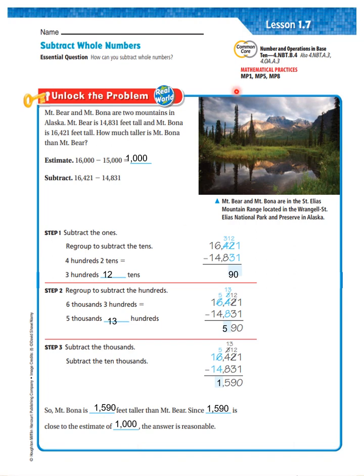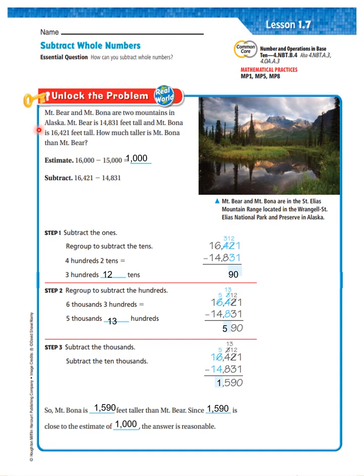Okay, boys and girls, this is lesson 1.7, subtract whole numbers. Our essential question is, how can you subtract whole numbers? Let's unlock the problem. Mount Bear and Mount Bona are two mountains in Alaska. Mount Bear is 14,831 feet tall, and Mount Bona is 16,421 feet tall. How much taller is Mount Bona than Mount Bear?